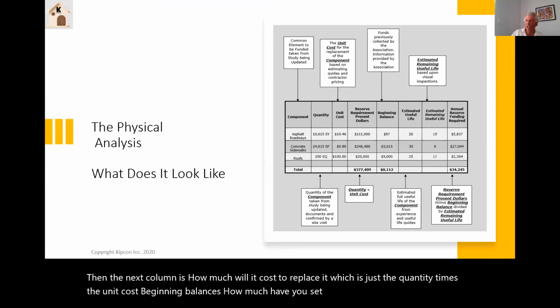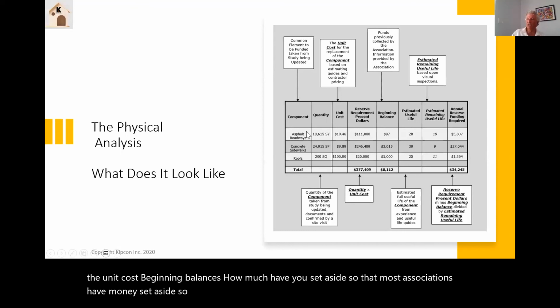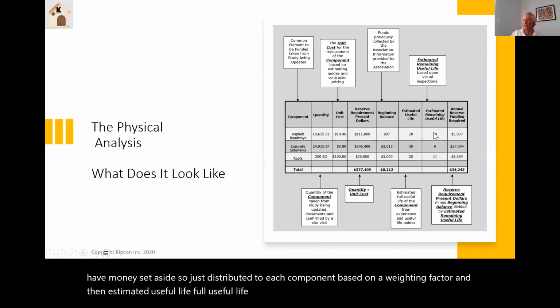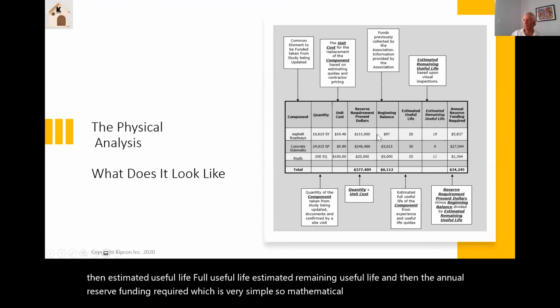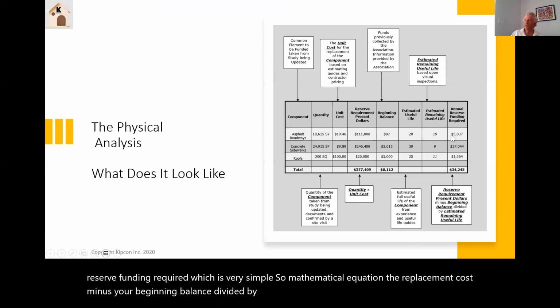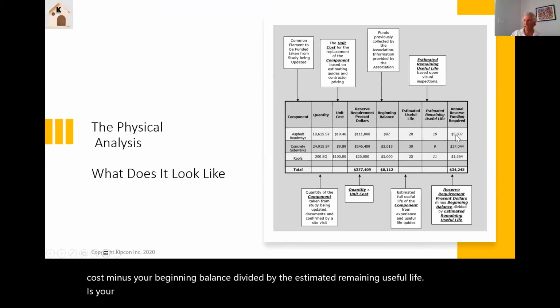Most associations have money set aside, so it's just distributed to each component based on a weighting factor. And then the estimated full useful life, estimated remaining useful life, and then the annual reserve funding required, which is very simple. It's a mathematical equation. The replacement cost minus your beginning balance, divided by the estimated remaining useful life, is your annual reserve funding required. And then you add all those up and it comes to a total.